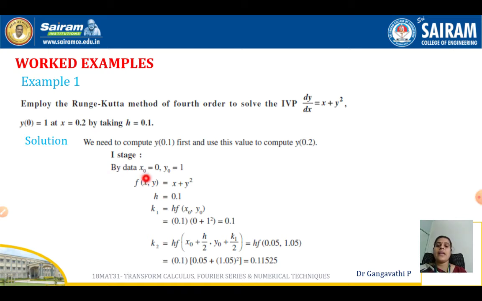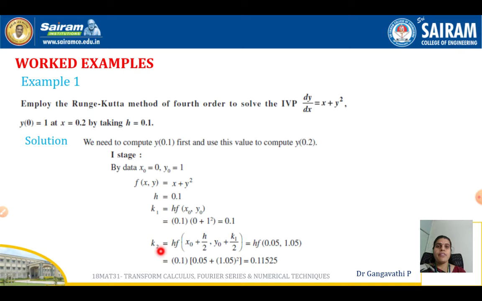By the data given, x naught is 0 and y naught is 1, and f of x comma y is x plus y square. h is equal to 0.1. So k1, what is the formula? Try to recall the formula we discussed in the earlier slides. K1 is h into f of x naught comma y naught. So h is 0.1. Our f of x comma y is x plus y square. Replace x by x naught and y by y naught, so you get x naught plus y naught square. Substitute the values for x naught and y naught, and it gives the value as 0.1.